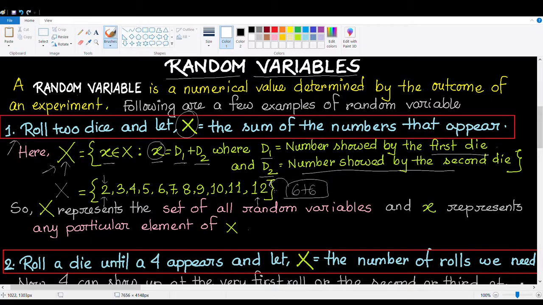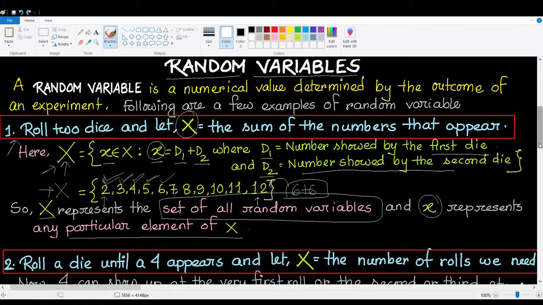You see that the elements here, 2, 3, 4, 5, 6, all of these elements are found by adding the outcomes of our experiment. The outcomes were the results from the first die and the second die. So these numerical values, 2, 3, 4, 5, 6, 7, 8, 9, 10, all of these values are dependent on the outcomes of my experiment, which was rolling 2 dice. Therefore, we can say this satisfies the definition of a random variable. So now you know that X represents the set of all random variables and small x represents any particular element of my set of the variables.